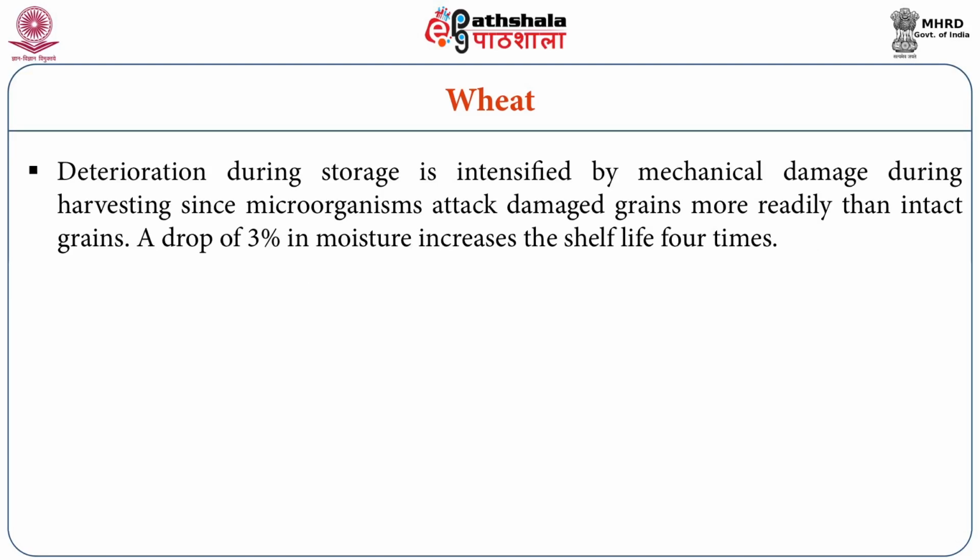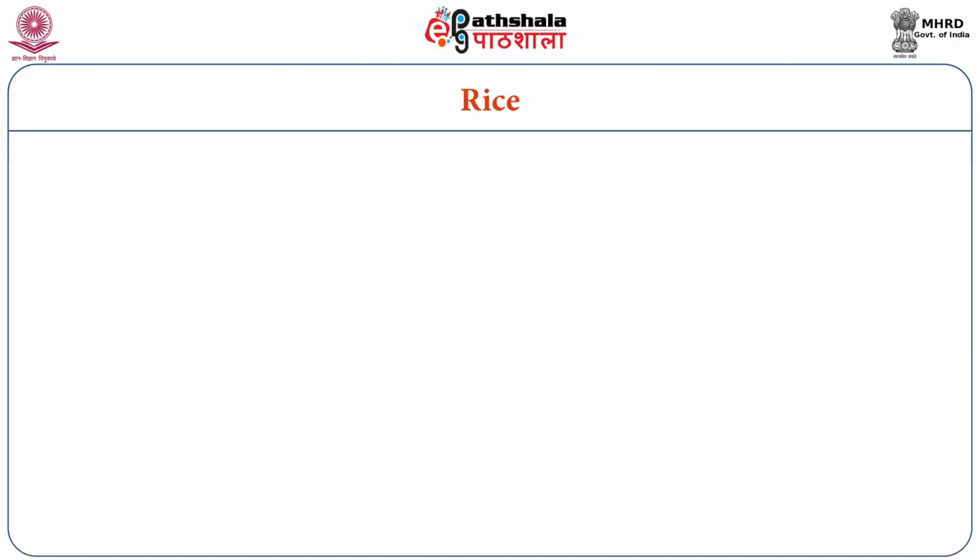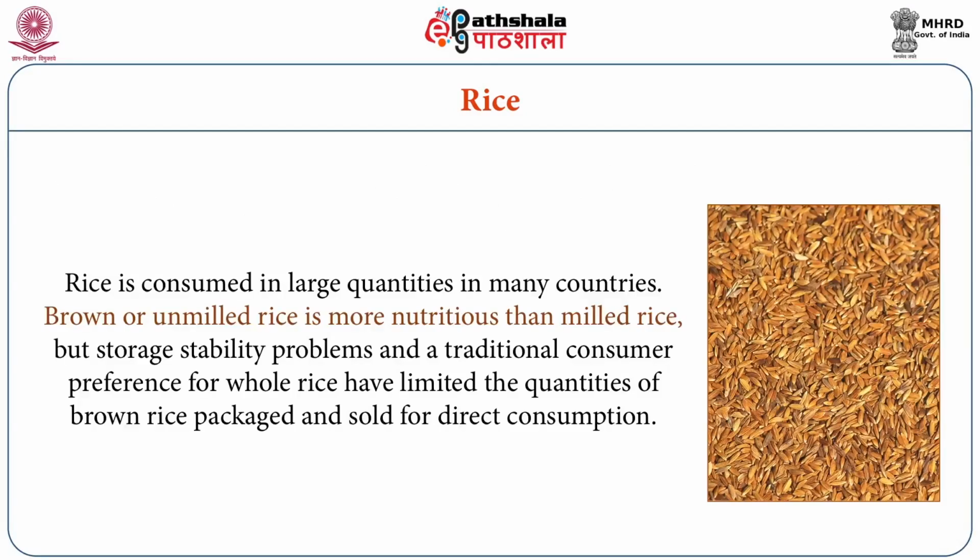Deterioration during storage is intensified by mechanical damage during harvesting, since microorganisms attack damaged grains more readily than intact grains. A drop of 3% in moisture increases the shelf life 4 times. The major problems at these higher moisture contents include accelerated wheat enzyme activities and microbial spoilage. The next important cereal is rice. It is consumed in large quantities in many countries.